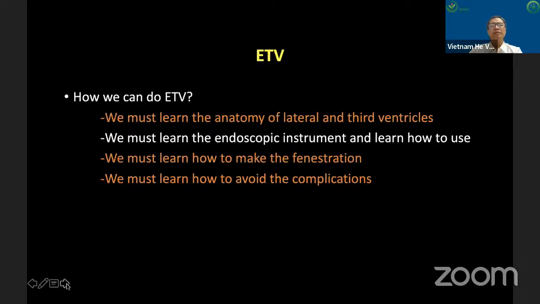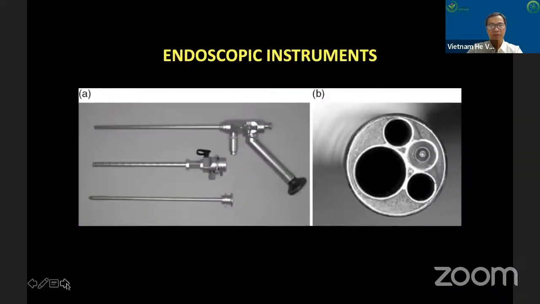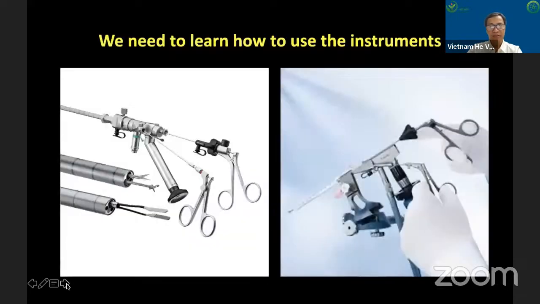The second lesson is how to study the endoscopic instruments and how to use them. There are many kinds of endoscopic instruments for ETV. We have to learn the scope, the trocar, and the most important thing is how to work together. The young doctor has to learn how to fix and how to work before going to the operating room.